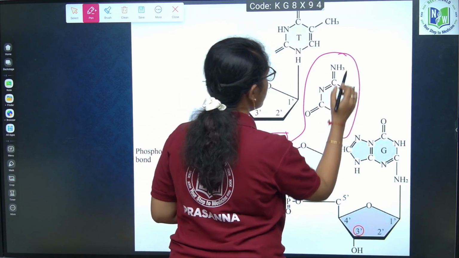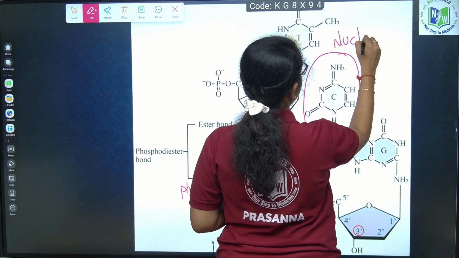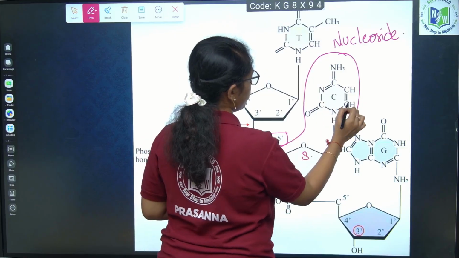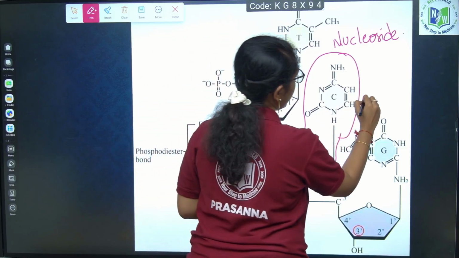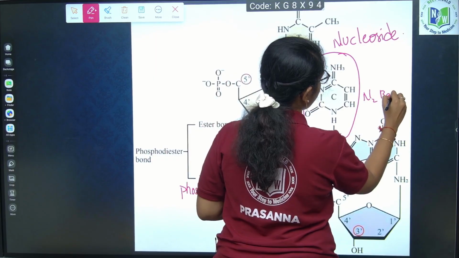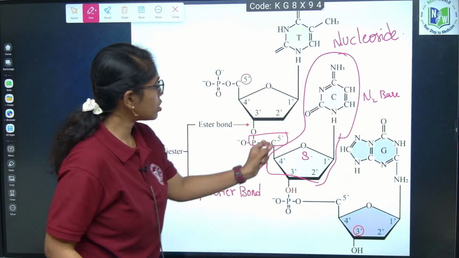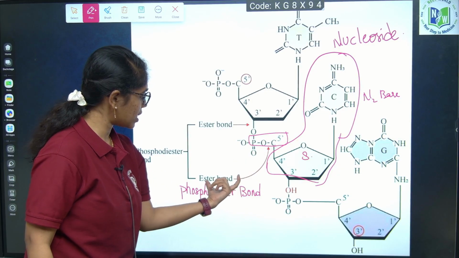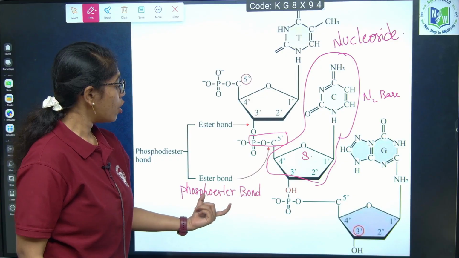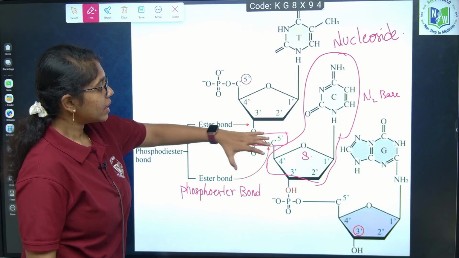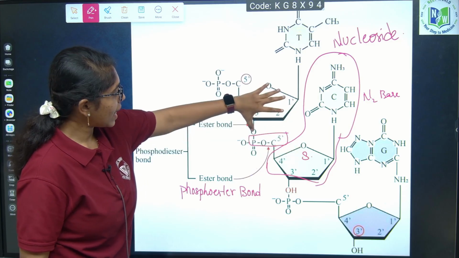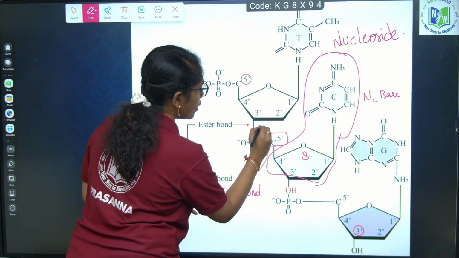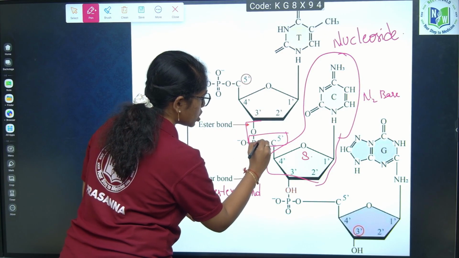This is a nucleoside. Sugar and nitrogen base form a nucleoside. The nucleoside's fifth carbon is attached to a phosphate group, forming an ester bond. What will you call it? Phosphoester bond. This nucleotide is attached to another nucleotide when the 3' hydroxyl group is attached to the phosphate group.